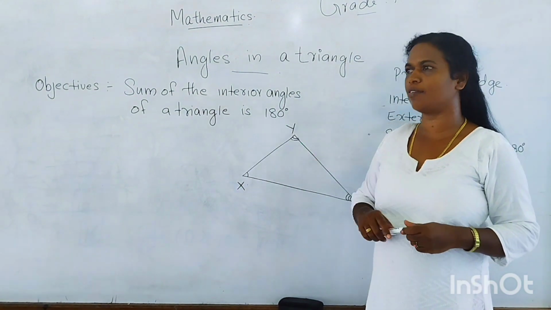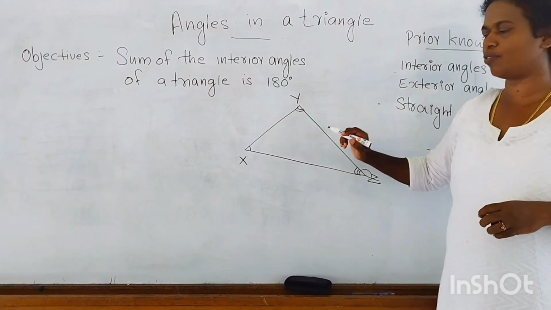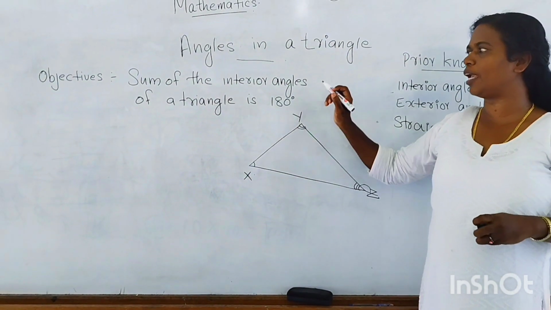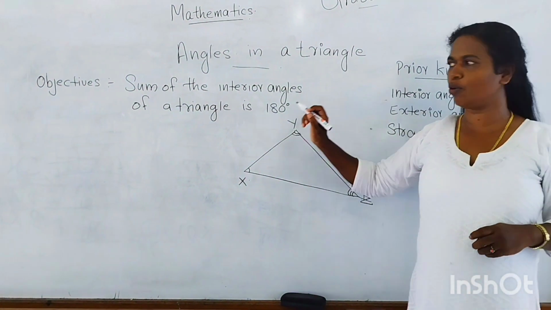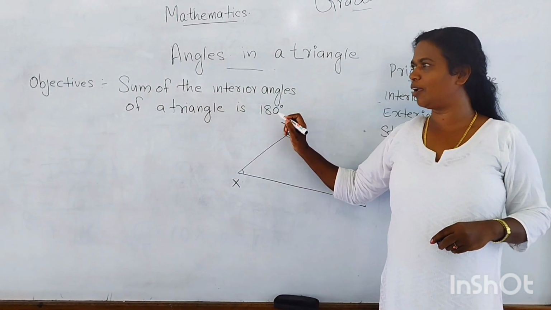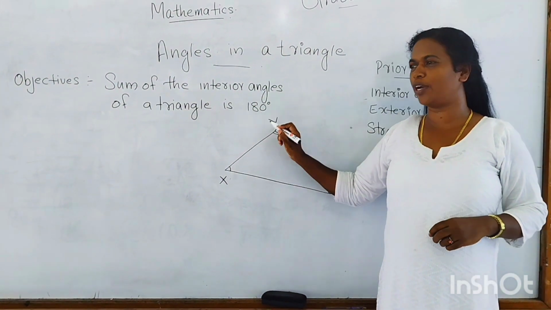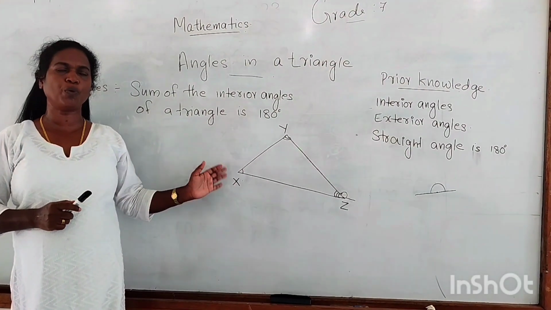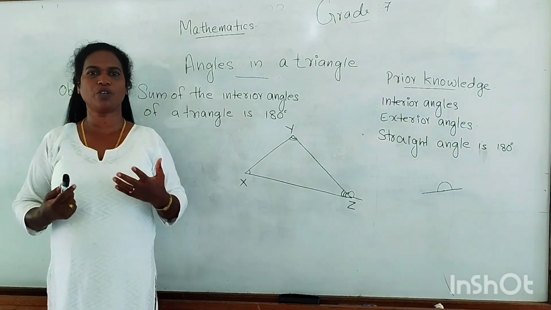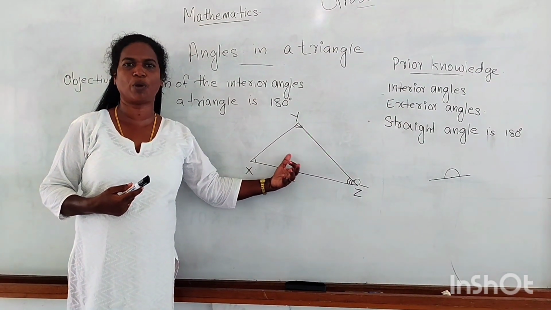Sum of the interior angles. Which are the interior angles here? Angle X, angle Y and angle Z. So angle X plus angle Y plus angle Z, we have to get what? 180 degree. So for this one, I am going to show an activity which is proving that sum of the interior angles of a triangle is 180 degree. We can prove it by different ways. So I will explain the three methods which you can prove this.